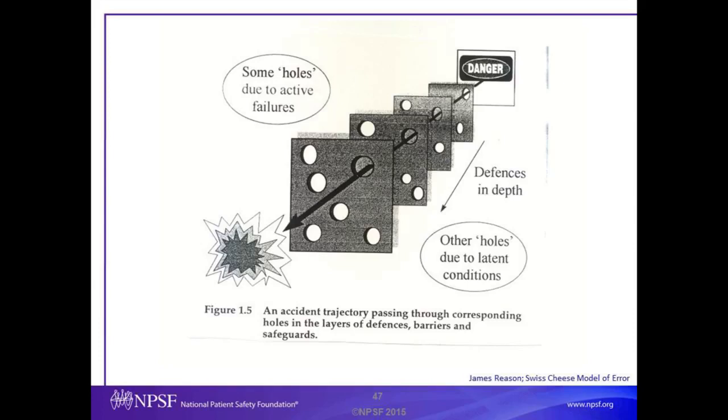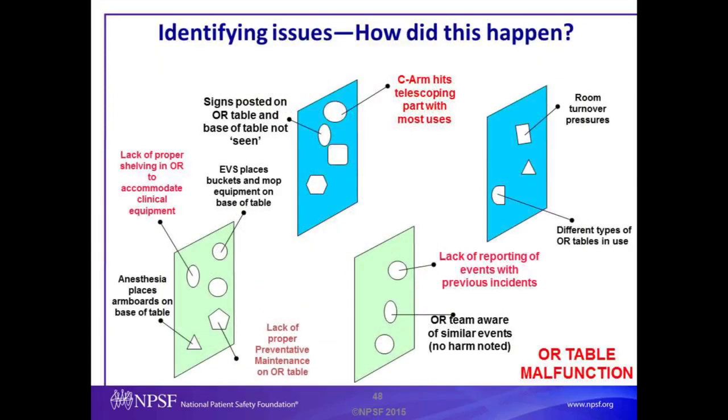Let's look at this using the Swiss cheese model and think about some of the factors and categories involved. We want to think about both active failures and latent conditions that might have contributed to this particular event. The root cause team that looked at this case identified several issues that contributed to the incident. As the case was talked through, it was learned that the health system used several different types of OR tables, so there was variation. It was also learned that the OR team knew there had been problems with this table in the past, but none had been catastrophic, so there were no reports.